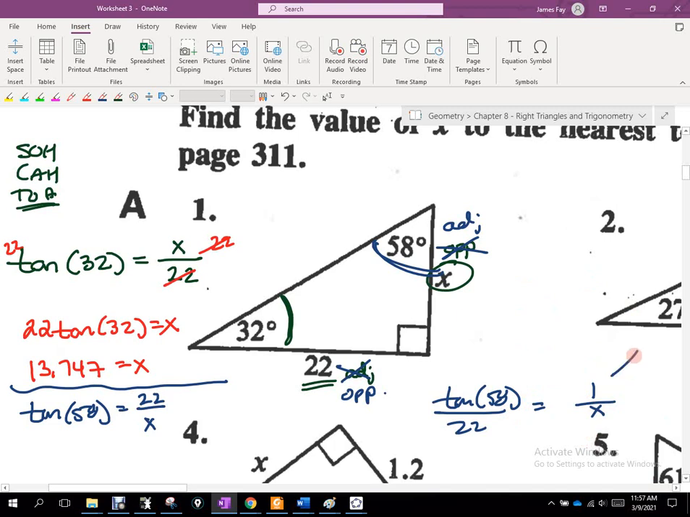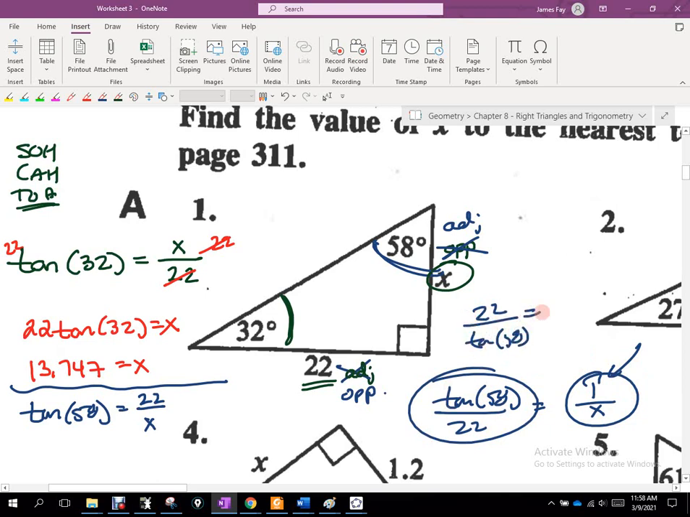What can I do with that, though? Well, this might be an approach. What can I do with that to make it just x? I can multiply by x on both sides, but because this is a proportion, right, if I find that reciprocal, what's that one's reciprocal? X over 1, isn't it? But if I take the reciprocal of that side, what do I need to do to that side? Take the reciprocal. So if I go 22 divided by tangent of 58, that will give me x.